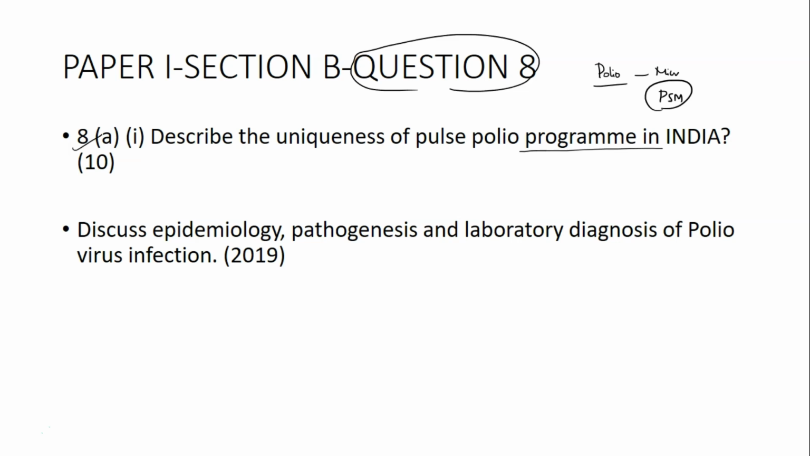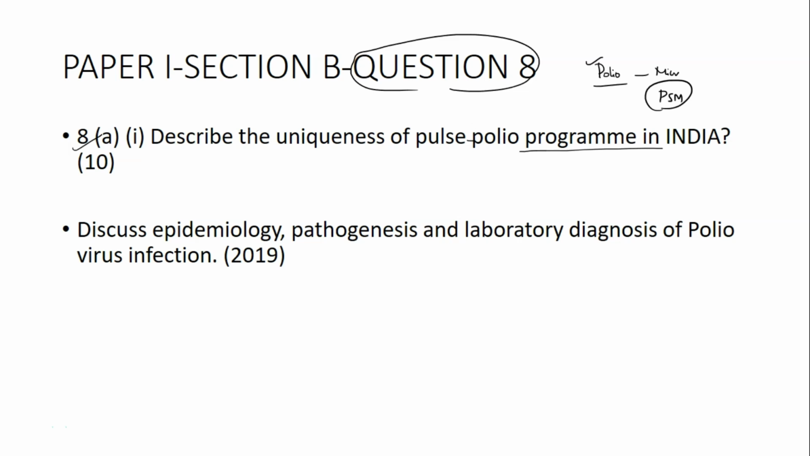Why do we follow this pulse polio program now? Nowhere else was polio given in the PSM part, but preventive aspects of polio virus have been asked in the past. So while we were discussing polio, I covered many things like polio switch, vaccine derived poliomyelitis, what happens and all. General aspects of polio were covered. So this question, what is the uniqueness of pulse polio program? I think you should be a better person to answer than me as a clinician, right?